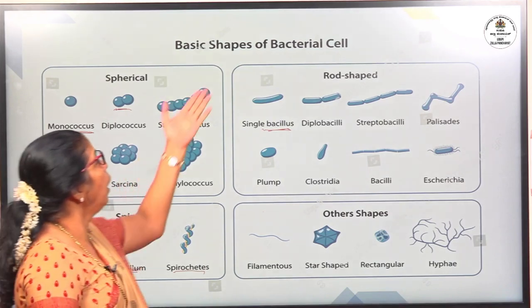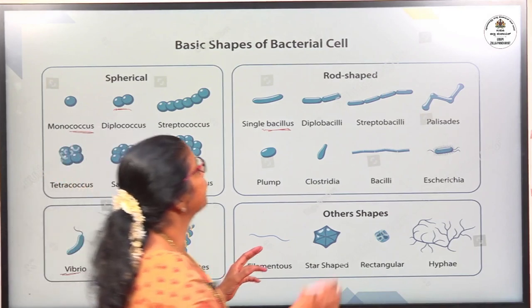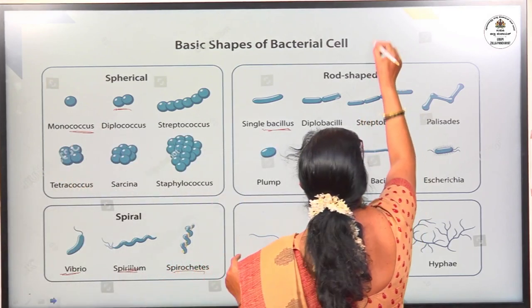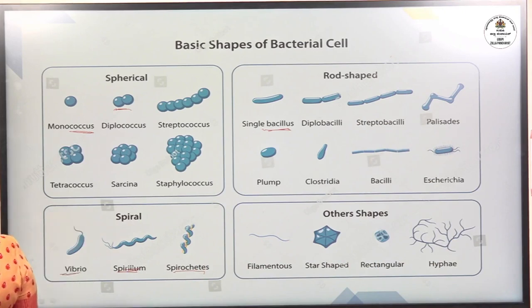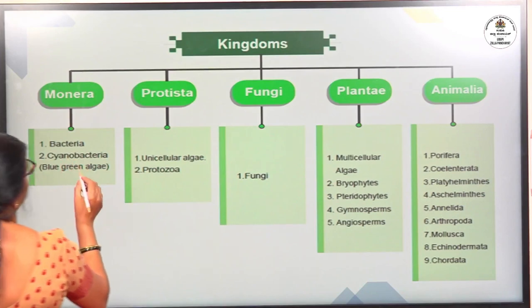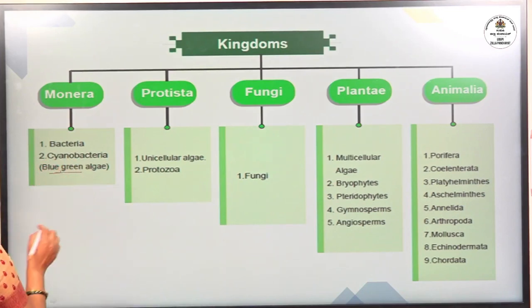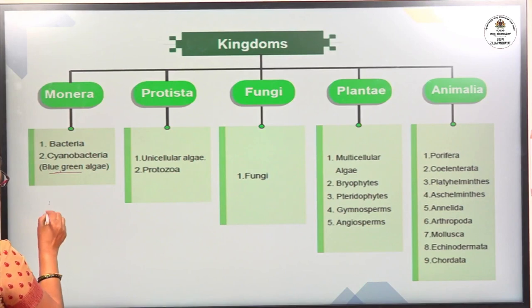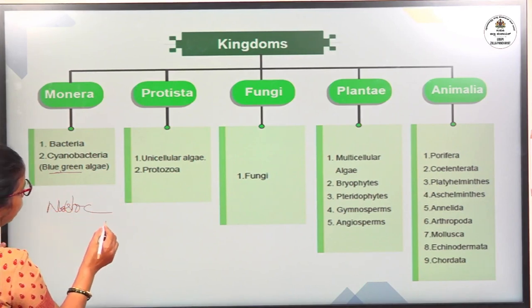So under Kingdom Monera, one more group of organisms is cyanobacteria. See here you can notice these cyanobacteria or blue green algae. So blue green algae like Nostoc, so colony.